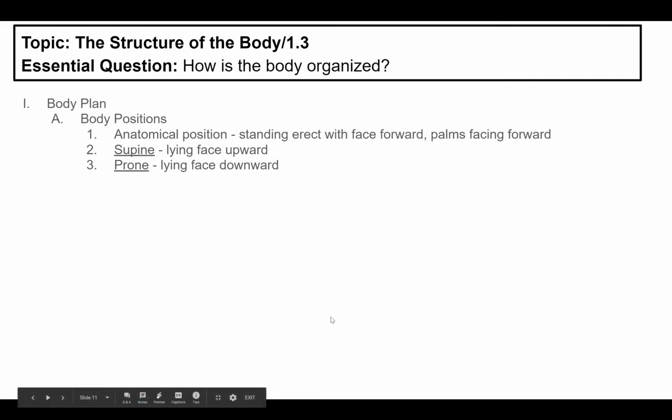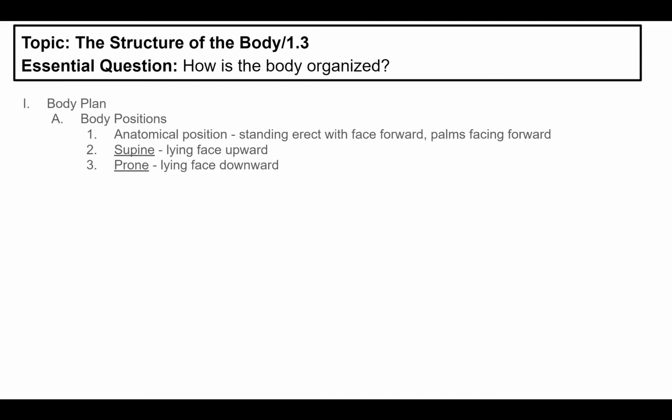Hey students, this is the video for chapter 1.3 notes, so make sure you have this page, and we're continuing our study of the structure of the body. Today with this video we'll be looking at body positions, directional terms, and abdominal regions of the body.